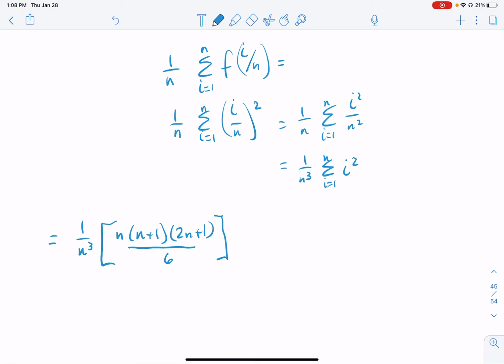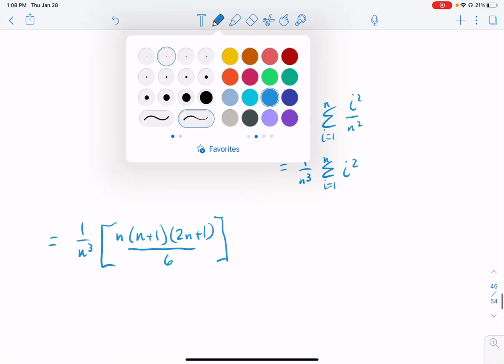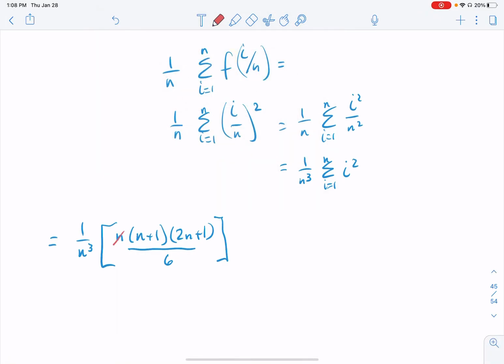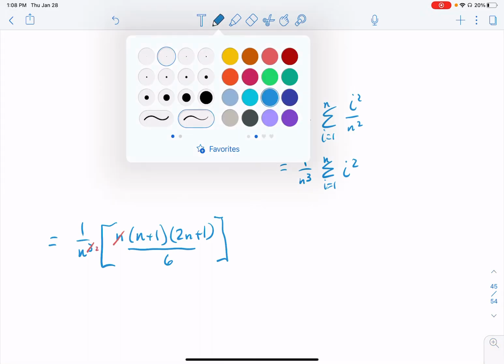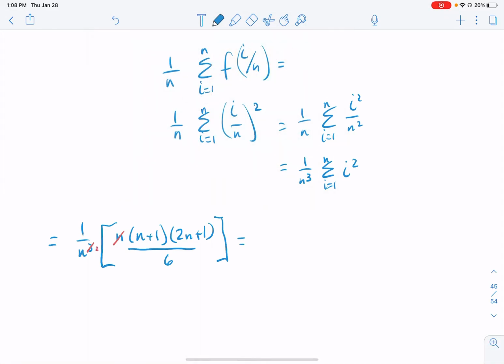Now all I got to do is simplify this a little bit. I could do top times top and bottom times bottom, but once you notice with your cancellation crayon that one of these factors of n cancels out, the simplest form is n plus 1 times 2n plus 1 over 6n squared. So basically, you have yourself a little formula that you could use.